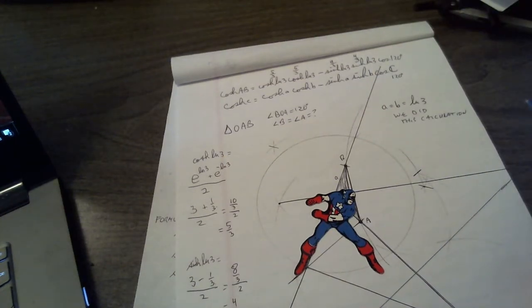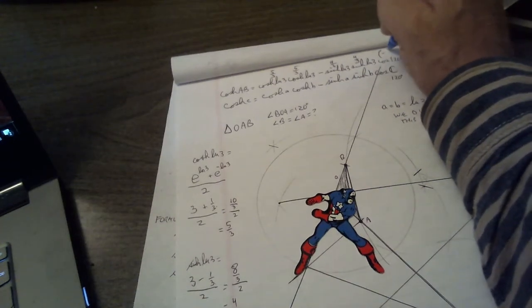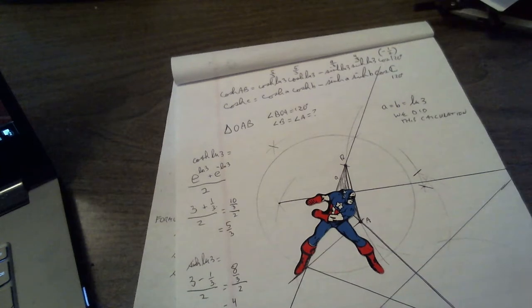Anybody know what the cosine of 120 is? The cosine of 120 is going to be the same as the cosine of 60, but the opposite sign. So that's going to be a negative 1/2. If you don't believe me, go ahead and try it on your calculator, but I'm pretty sure I got this right.